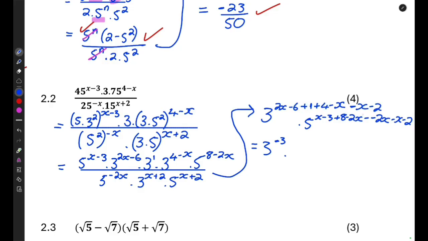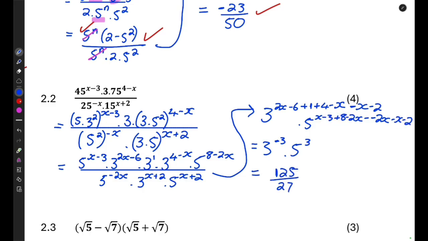Now the 5s, there's an x, minus 2x plus 2x minus x. The x's cancel out. Then minus 3 plus 8 is 5. And then 5 minus the 2 at the end would be 3. So 5 to the power 3. The final answer would then be 125 over 27.